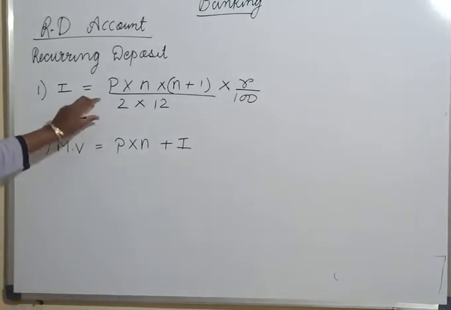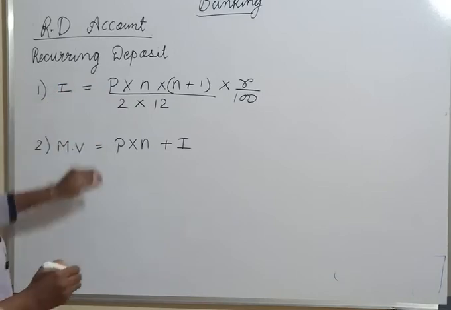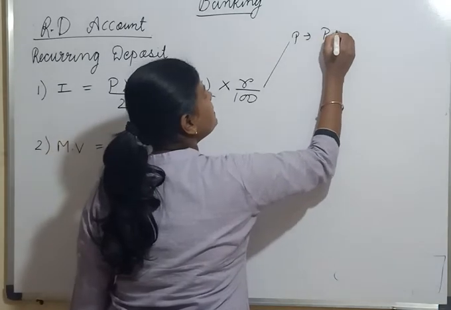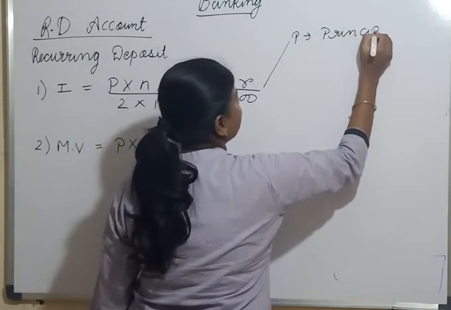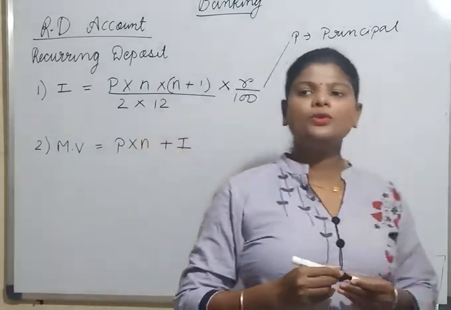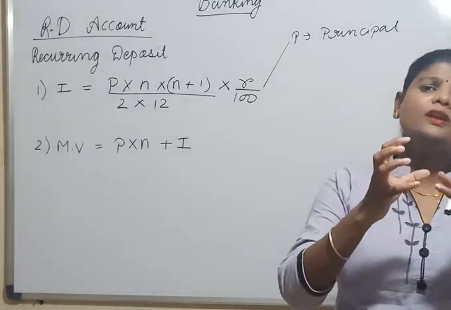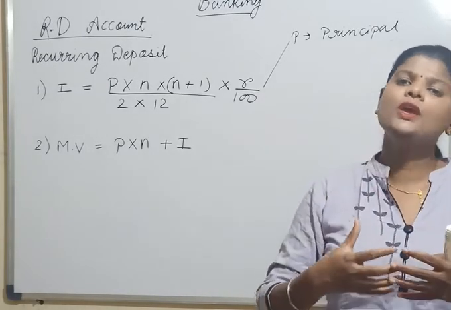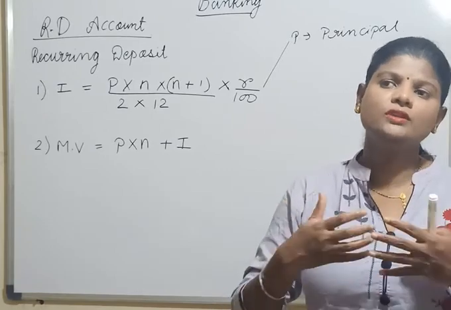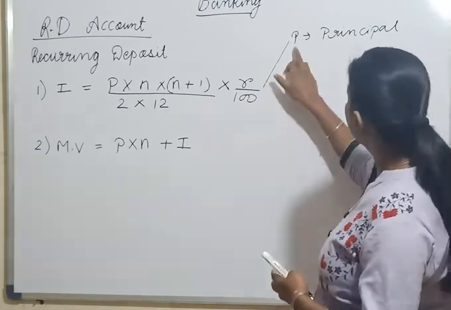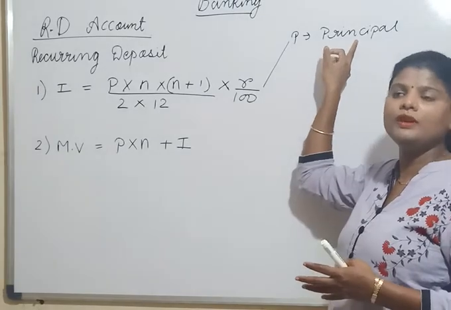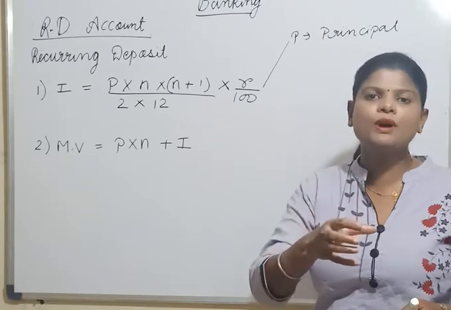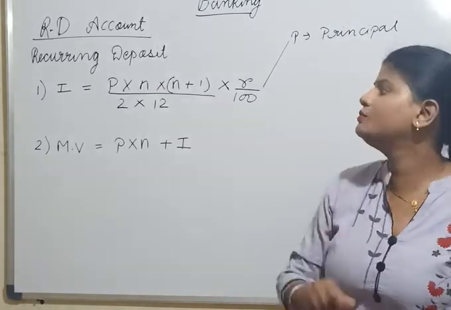Here, in the very first formula, P means the principal amount. In an RD account, we deposit a particular amount every month. For example, if you deposit 200 rupees every month for 2 years, then rupees 200 will be your principal amount, because this is the amount deposited each month.